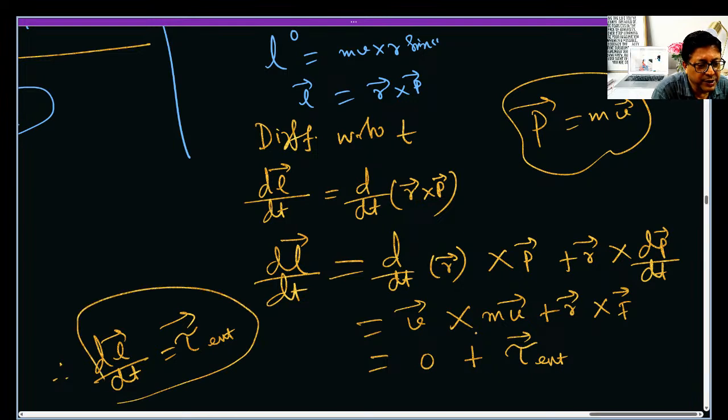Write in words. Therefore, rate of change of angular momentum of a particle is equal to the external torque acted on it. Okay? So this is for a single particle.